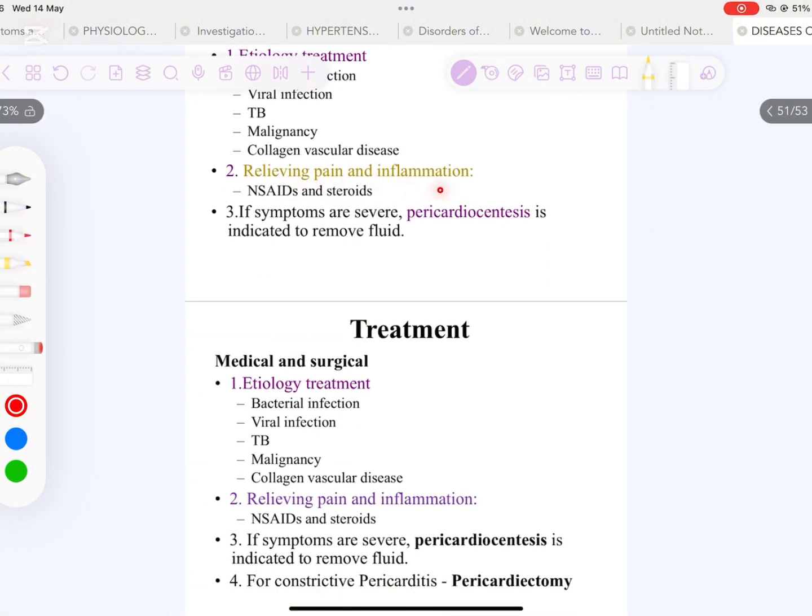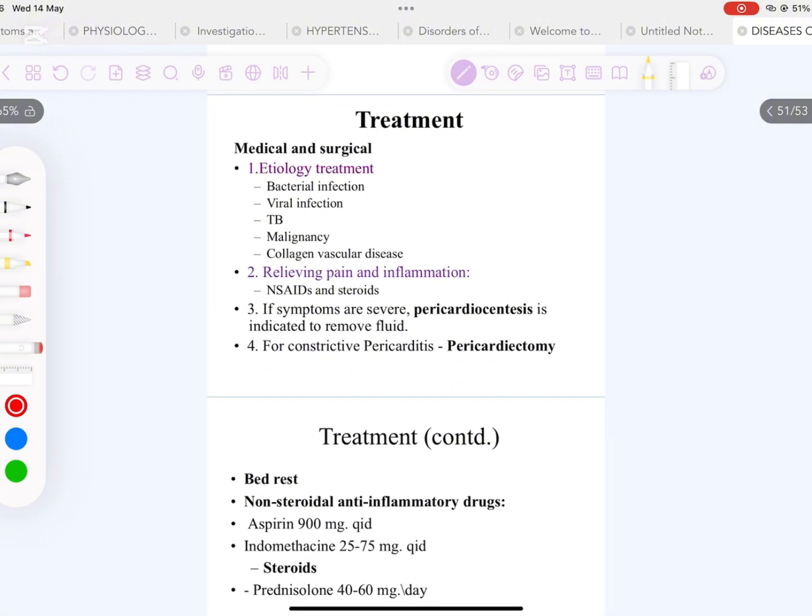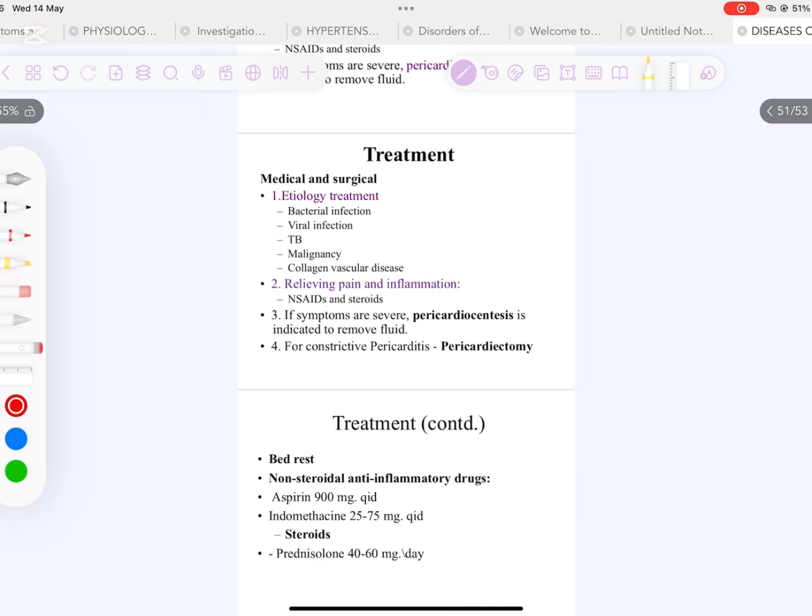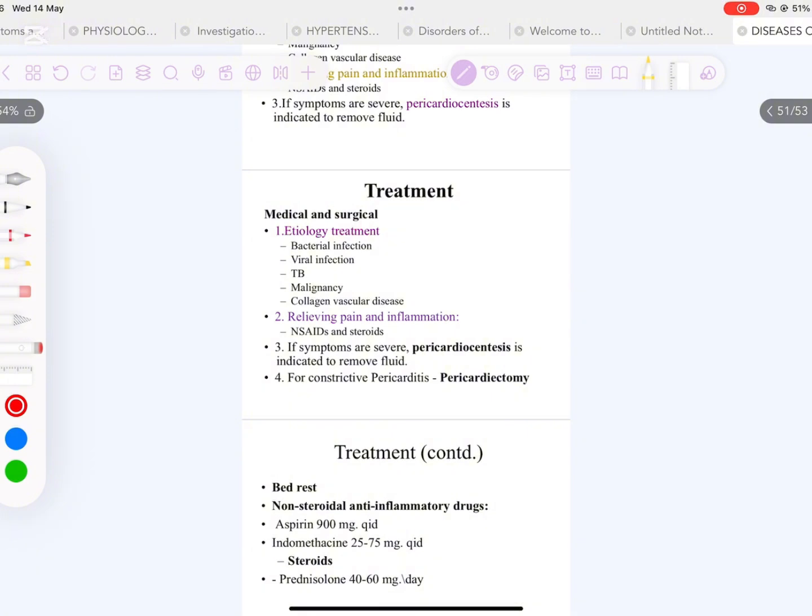Then to relieve pain and inflammation, give NSAIDs and steroids. If the symptoms are severe, pericardiocentesis is indicated to remove the fluid first, especially in the malignancy aspect. Treatment can be medical or surgical too.